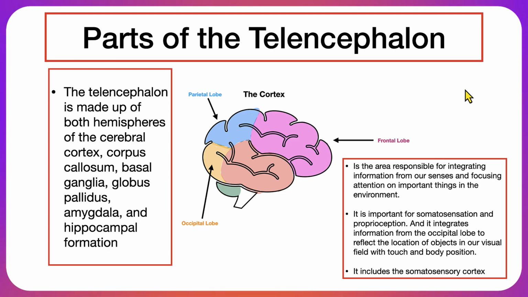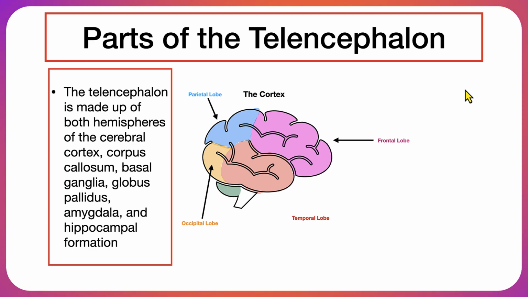The parietal lobe is particularly important for somatosensation and proprioception, and it's going to integrate information from the occipital lobe to reflect the location of objects in our visual field with touch and body position. The parietal lobe is going to include a very important structure called the somatosensory cortex. So that's the parietal lobe.